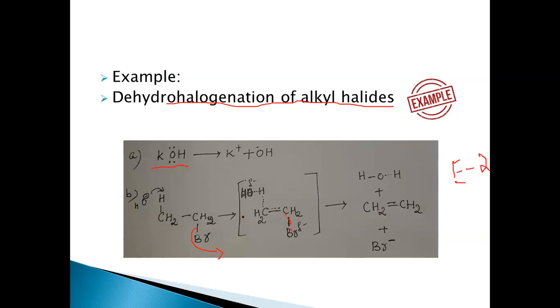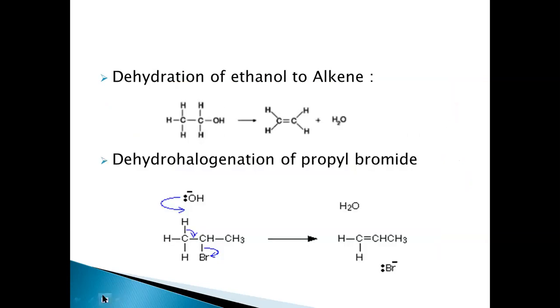Where the rate of the reaction is dependent upon the concentration of both the ethyl bromide and the attacking base, that is the KOH here. So let's look at a few more examples here. Let's look at the dehydration of ethanol to alkene, where this H and this OH are removed from the adjacent carbon atoms, that is a beta elimination reaction. So 1,2 elimination reactions resulting in the formation of ethene and water here.